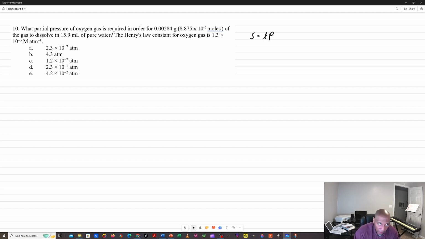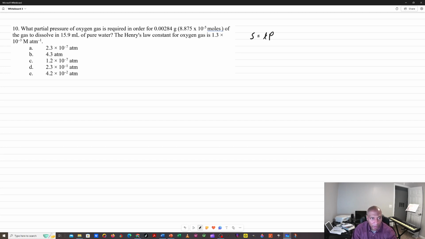But they gave us the means to find S. Remember, S is going to have units of moles per liter, because the Henry's law constant is in moles per liter per atmosphere. Molarity has units of moles of solute per liter of the entire solution. They didn't give us the volume of the entire solution. They just gave us the volume of the water it dissolved in. But the volume occupied by the oxygen is so small relative to that of pure water that, for all intents and purposes, the volume of the water and the volume of the solution are the same.